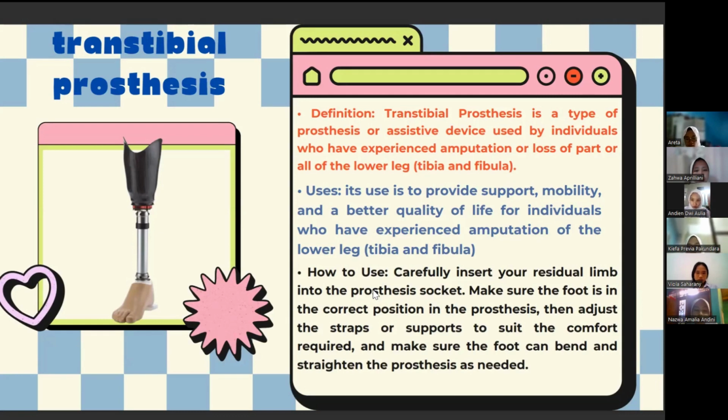How to use: carefully insert your residual limb into the prosthesis socket. Make sure the foot is in the correct position in the prosthesis. Then adjust the straps or support to suit the comfort required and make sure the foot can bend and straighten the prosthesis as needed. The next presentation is Areta. Areta, time is yours.